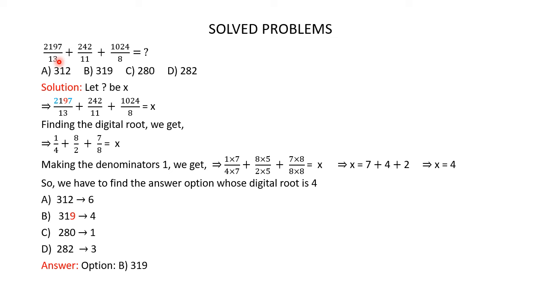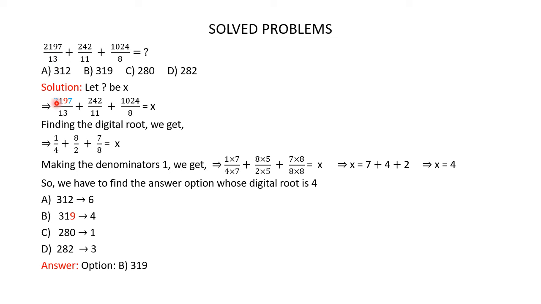2197 divided by 13 plus 242 divided by 11 plus 1024 divided by 8 is equal to how much? You are given 4 answer options and you have to find out which of these answer options can replace the question mark in the given equation. So let question mark be x. Now let's find the digital root of these fractions. To do that, you have to find the digital root of the numerator and the denominator separately.